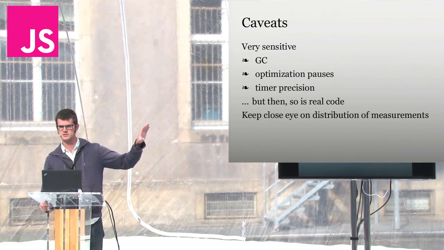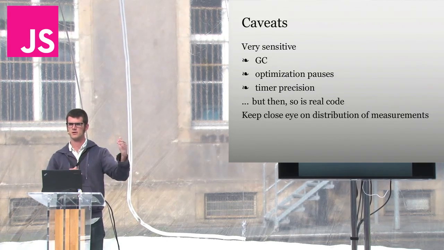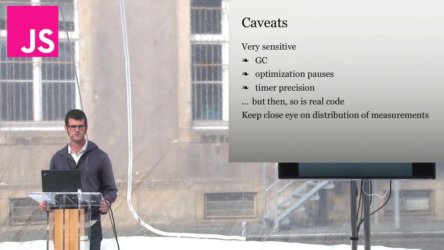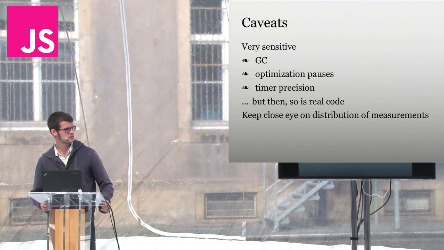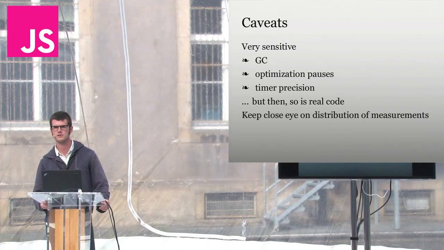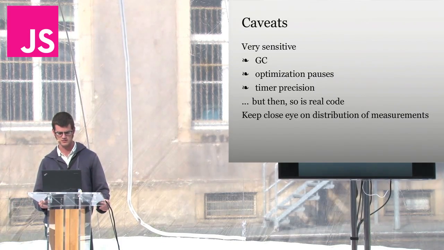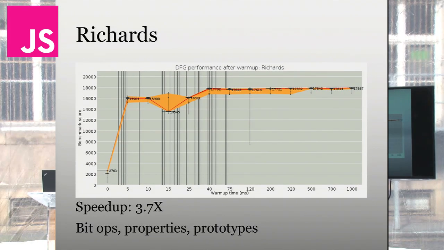But all of these things, these unexpected pauses, these sources of variation in performance, can also affect your real code. So I think it's not unfair to actually be measuring these things. So in this experiment, more than other ones, we really need to take a look at this shape of performance again and see what's going on. With that out of the way, let's take a look at the first V8 benchmark, which is the Richards benchmark.